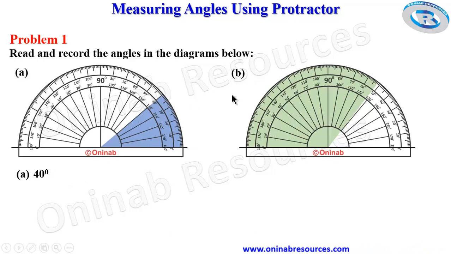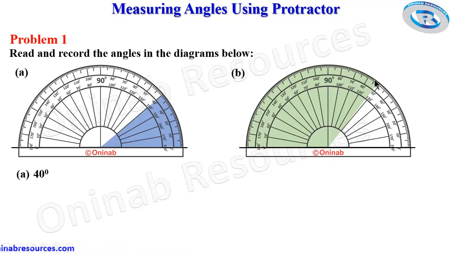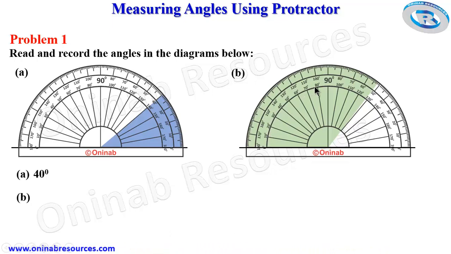That is for A. Then we go for B. If you look at this, the shaded part with green is what we are measuring for B. So we are going to use the calibration that is clockwise. That is from 0, 10, 20, 30, 40, 50, 60, 70, 80, 90, 110, 120.